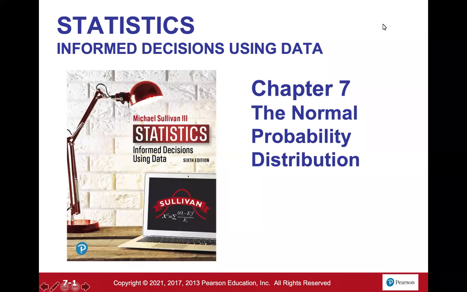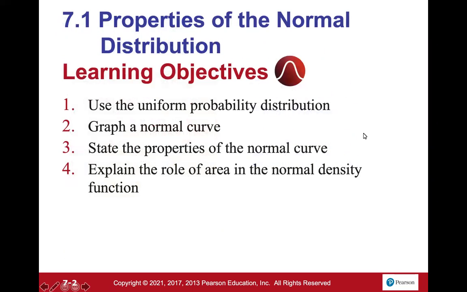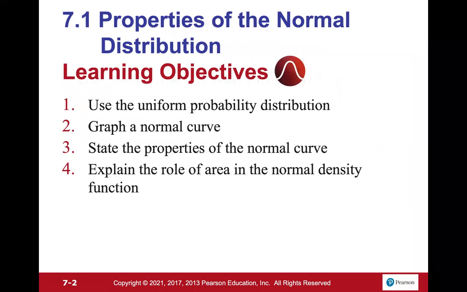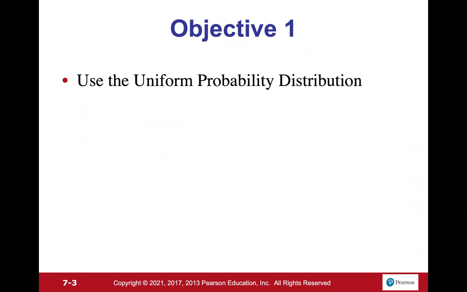Hey guys, started chapter 7. So this is what we have for normality. So the normal probability distribution and what it entails. So this is section 1, properties of the normal distribution. So we're only going to cover the first 2 sections of this chapter.